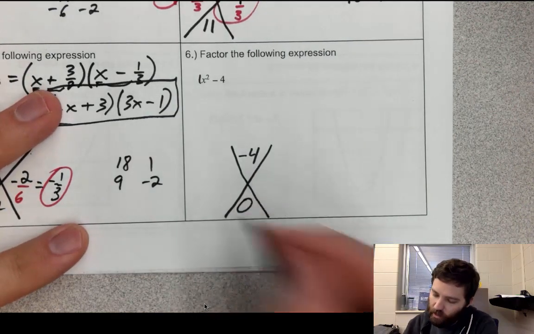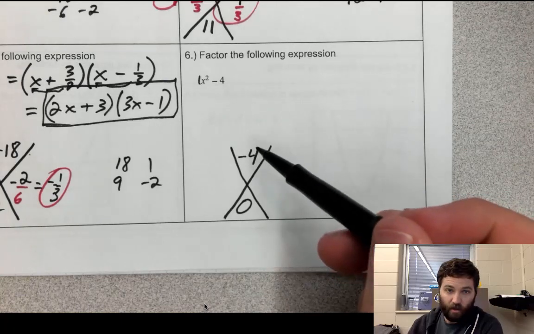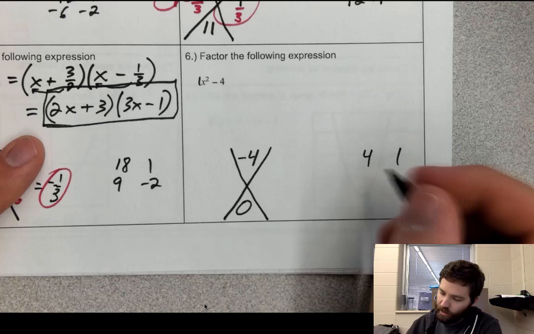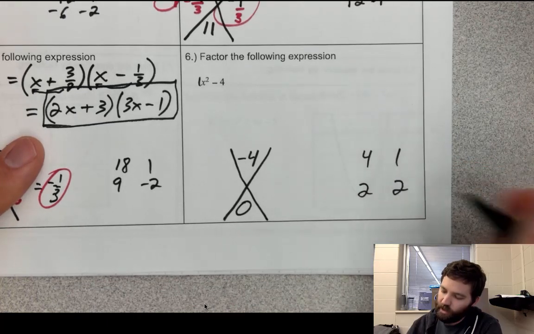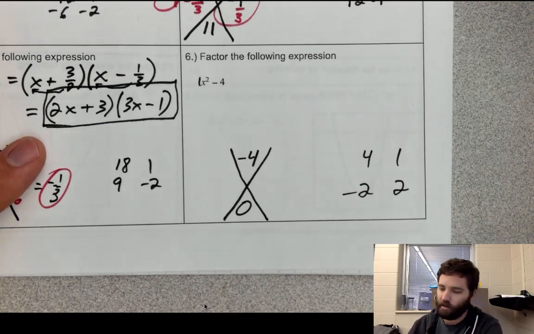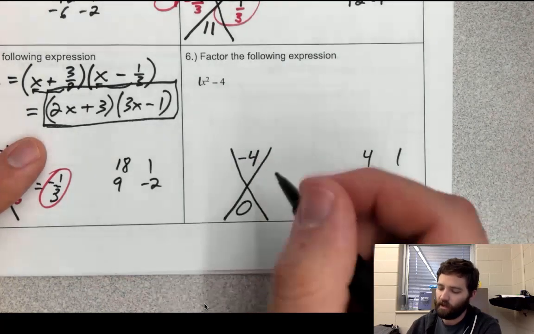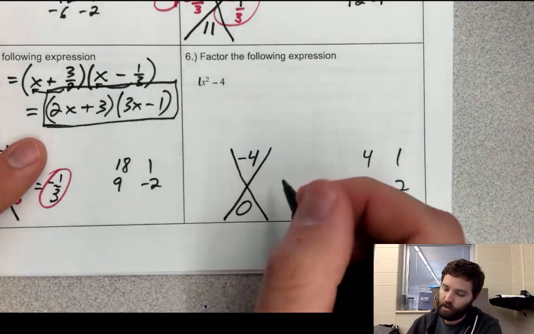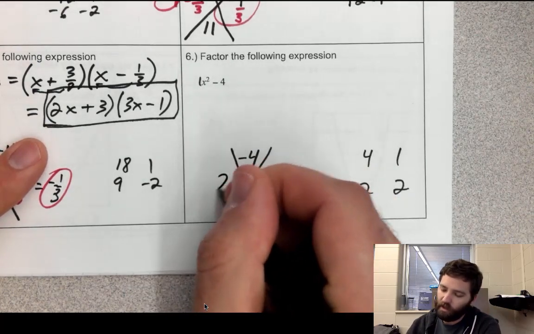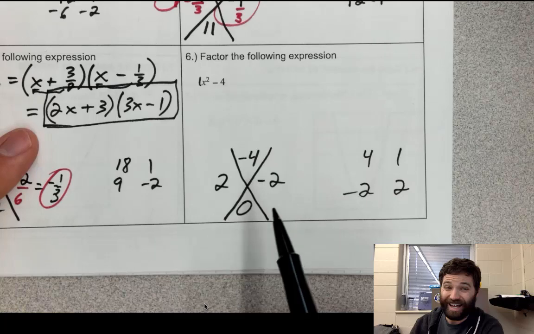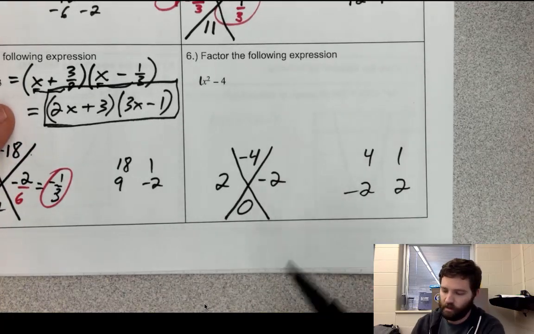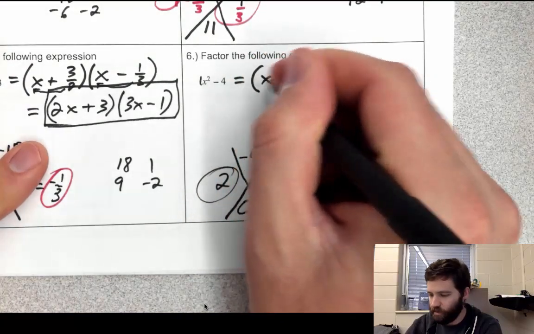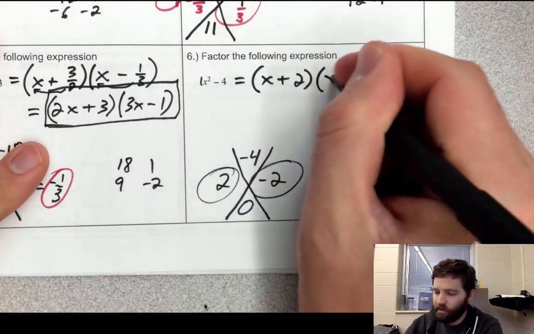So 0 goes here. So I'm looking for numbers that multiply to give me negative 4 and combine to give me 0. Let's check. 4 and 1. Nope. How about 2 and 2? Yeah, that'll work. If I make one of those negative and the other positive, then I add them. Negative 2 plus 2 is 0. So I'll put a negative 2 here and a 2 here. It doesn't matter which side. Divide by a. A is 1, so there's nothing to change there. These are my factors. So this ends up being x plus 2 and x minus 2.